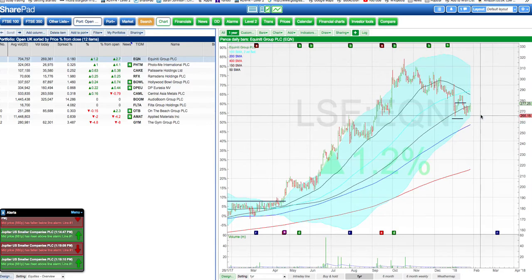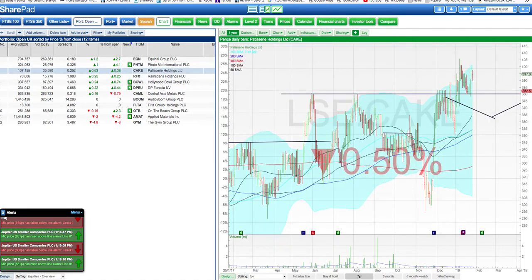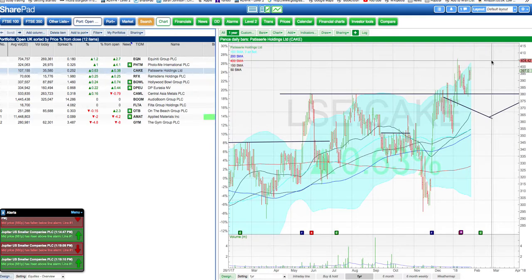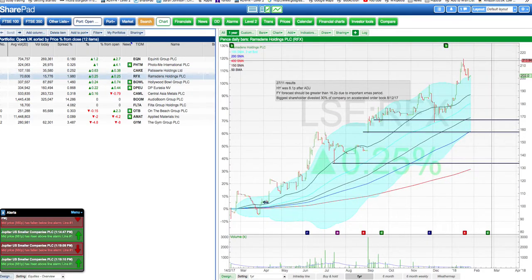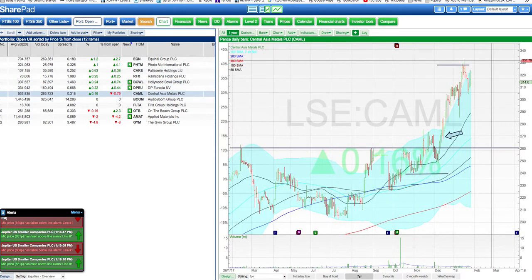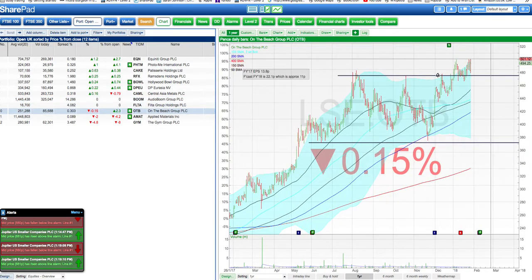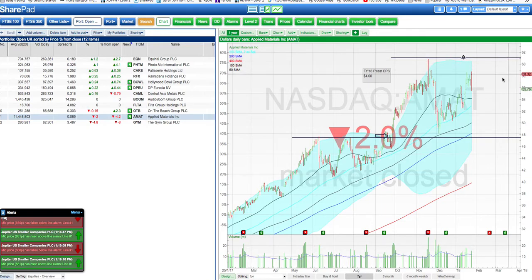So EQM, which was a swing trade, it's moving out quite nicely. Photo me, yeah, it's fine. It's having a bit of a pop. Cake, still trying to get above the highs. RFX, okay. Bowl, okay. TPU, okay. Camel, okay. I want it to trade back above this high. Boom, okay. FLTA, okay. On the beach, yeah, it's trying to get above all-time highs. AMAT, bit of a down day yesterday, still fine.